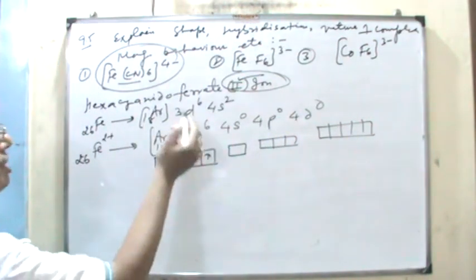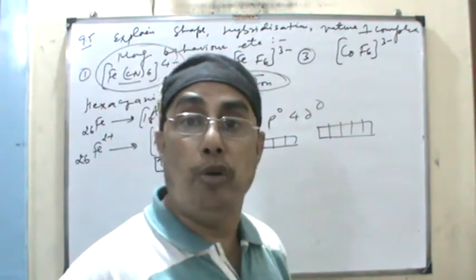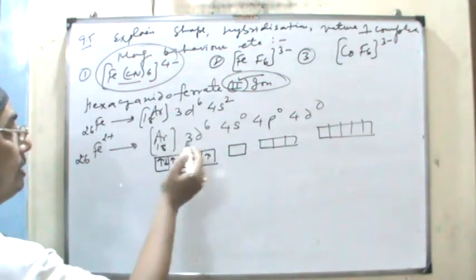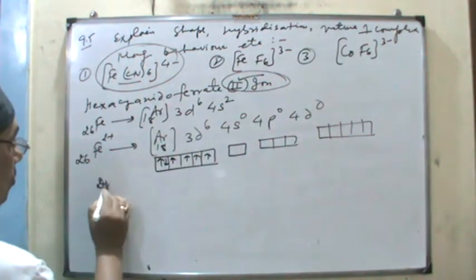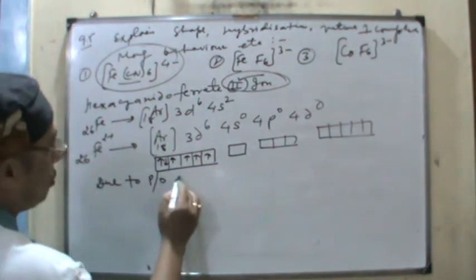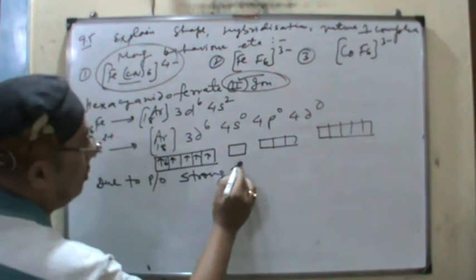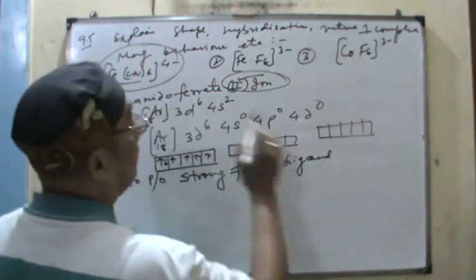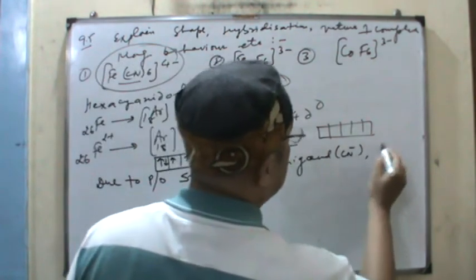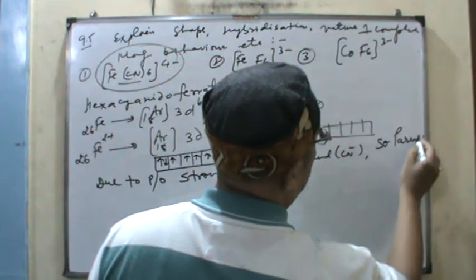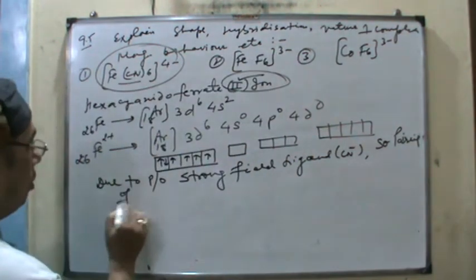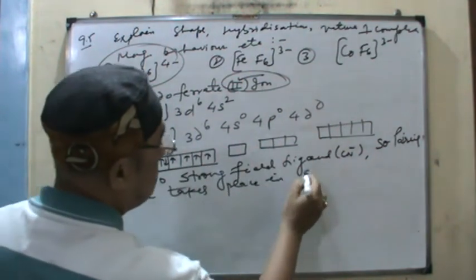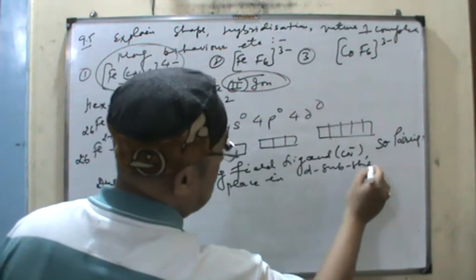Here you have to mention one line so that the examiner will understand and be very happy to evaluate your answer sheet. It is pertinent to mention that due to the presence of what kind of ligand? A strong field ligand, that is the cyanide, pairing of electrons takes place in what subshell? The d subshell.